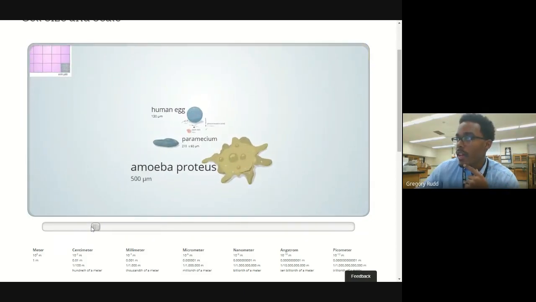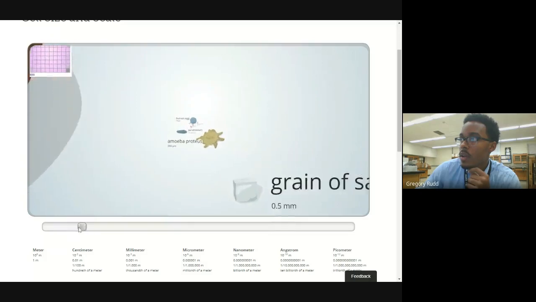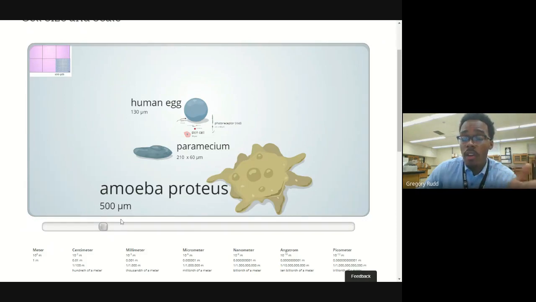But we can go smaller than that. Now we're no longer looking at millimeters. We're actually looking at micrometers. Okay, so you would need 1,000 micrometers to create 1 millimeter, and you need 1,000 millimeters to create 1 meter. So a micrometer is very, very small. In fact, I would need to take this meter stick and cut it into 1 million equal pieces to create a micrometer. So these things are very, very small.